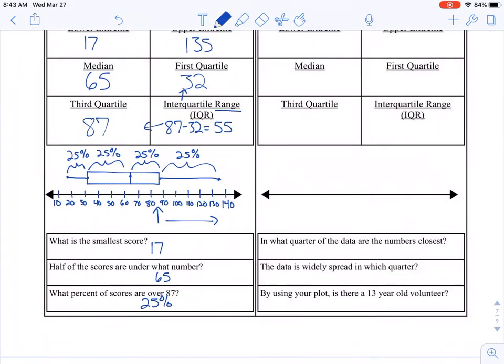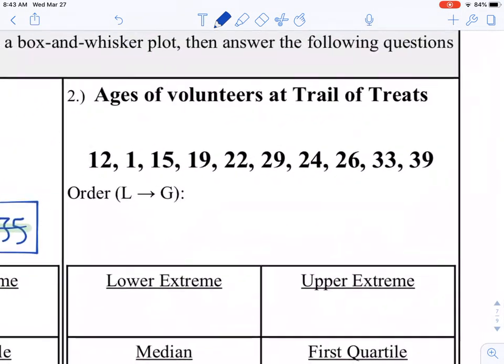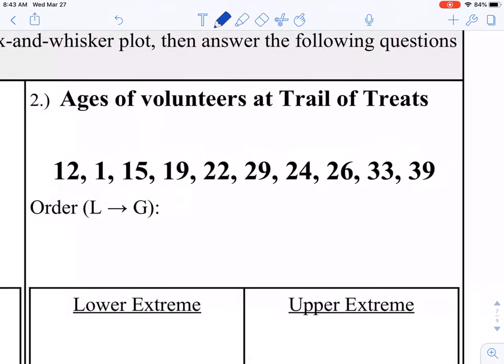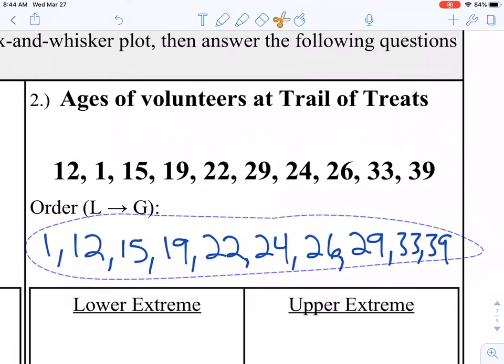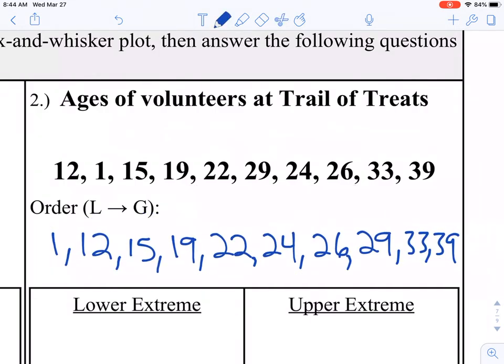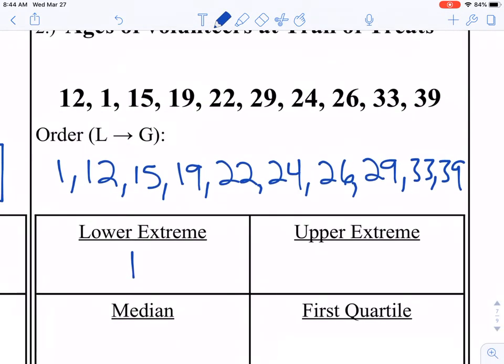All right, let's do the last example. This is the age of volunteers. So ordering them, we get 1, 12, 15, 19, 22, 24, 26, 29, 33, going off my page, 39. Scooch it over a little bit. All right. Now, lower extreme again, it's 1, upper extreme, 39. You can find them right there, convenient.